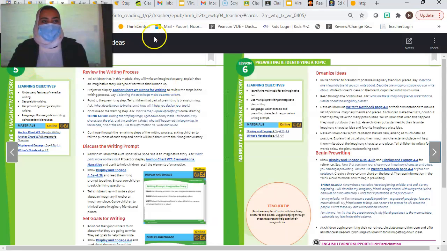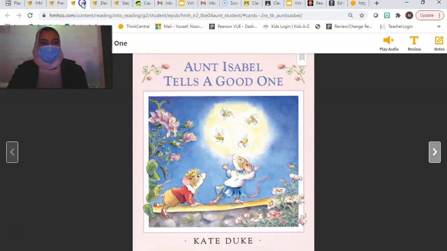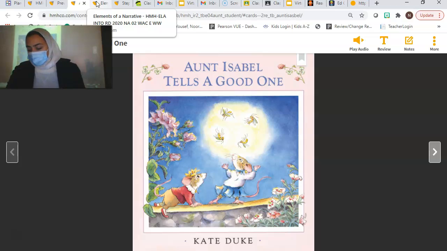Hi, so here is our writing lesson for today for 4.5. We are mainly going to focus today on setting our goals for writing. Remember, we're writing an imaginative narrative. Remember when we read the story Isabel Tells a Good One? She wrote a narrative. A narrative is a made-up story. So in this module, we're going to write an imaginative story, or a made-up story.